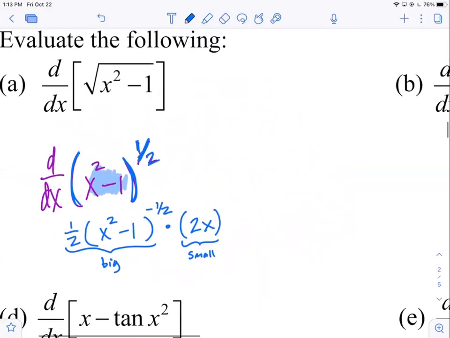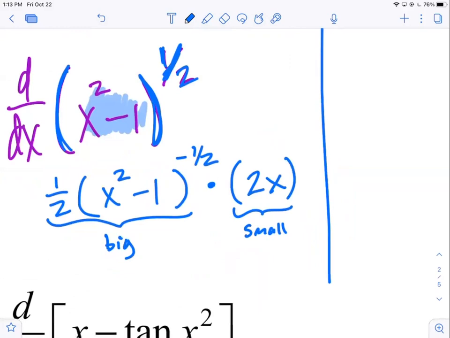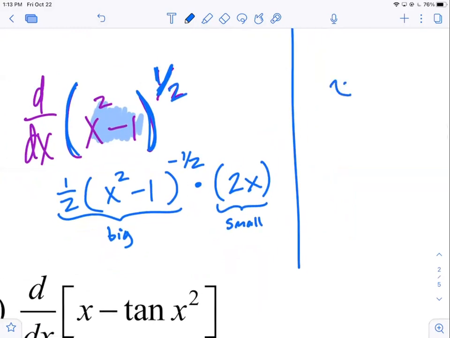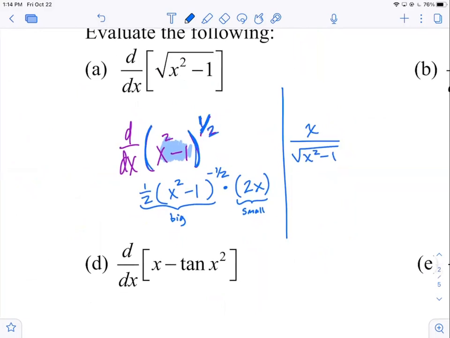Now all we have to do is possibly clean it up, right? So we can do that. The 2 and the 1/2 will divide out, and that leaves us an x in the numerator. The big factor is to the negative 1/2, so that jumps back down into the denominator under the square root. And there it is. That is the derivative of the square root of x squared minus 1.